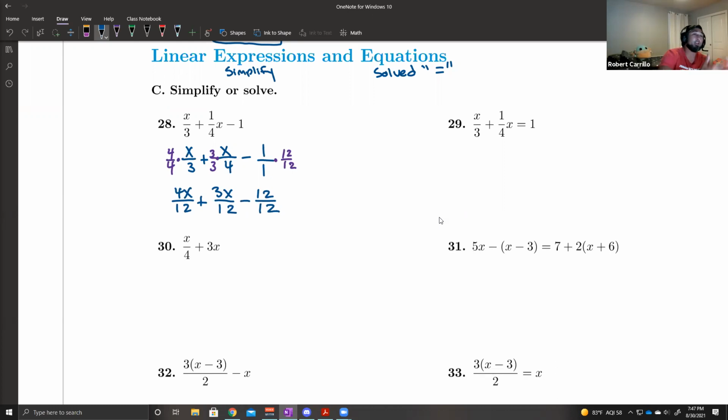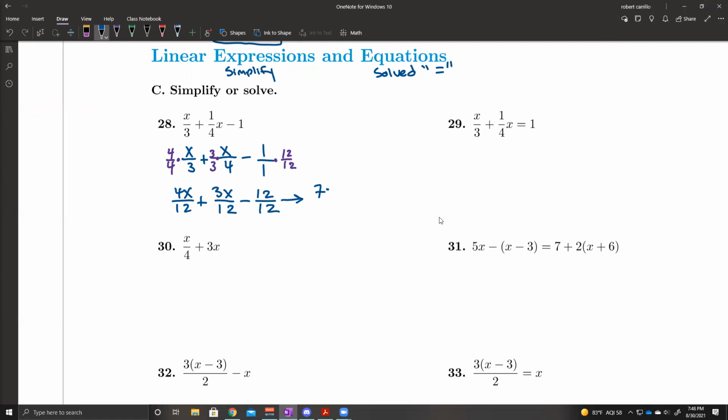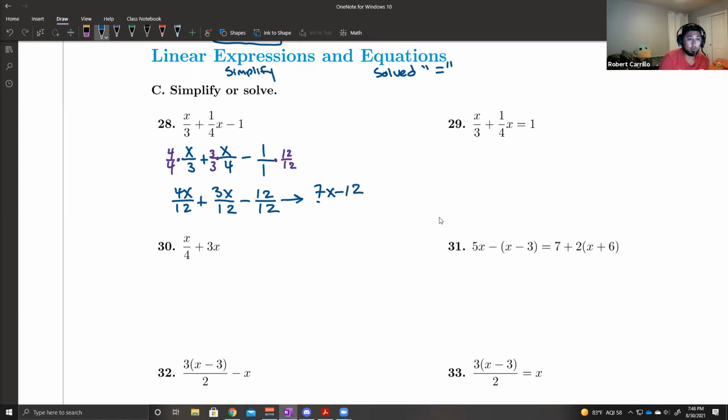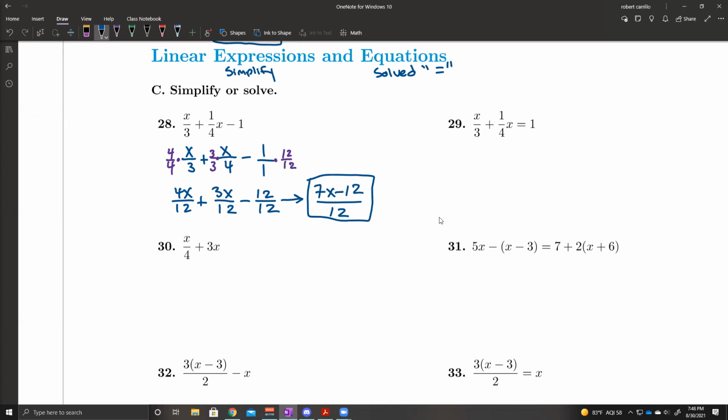Now, all three terms have the same denominator. This means we can simplify the numerator. What is my final answer? Seven x minus 12, all over 12. There you go. All right. And that's how you work expressions. You simplify them as much as you can.